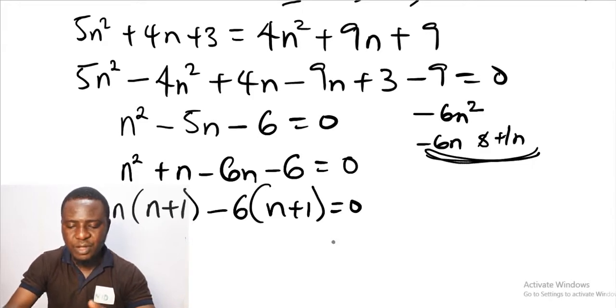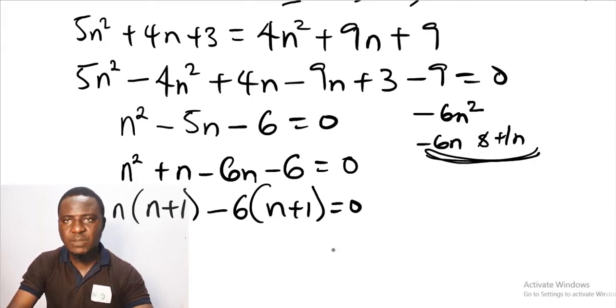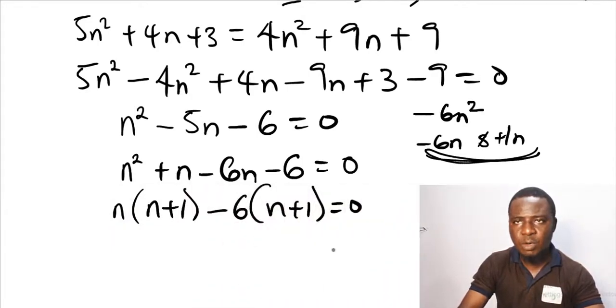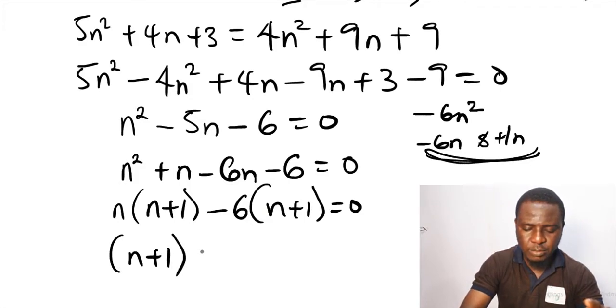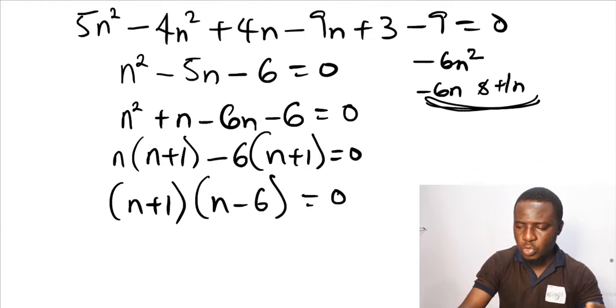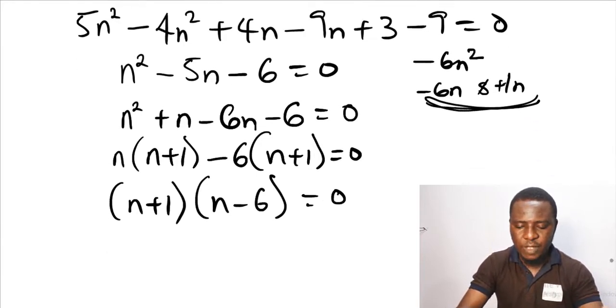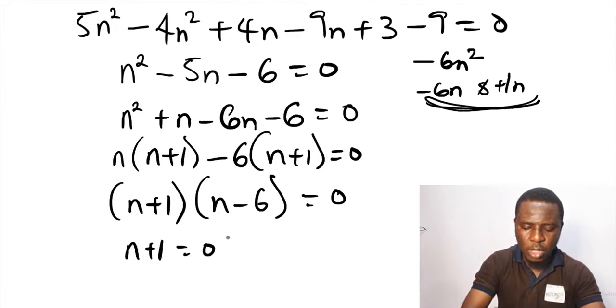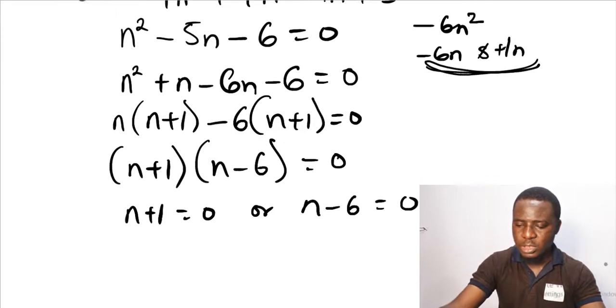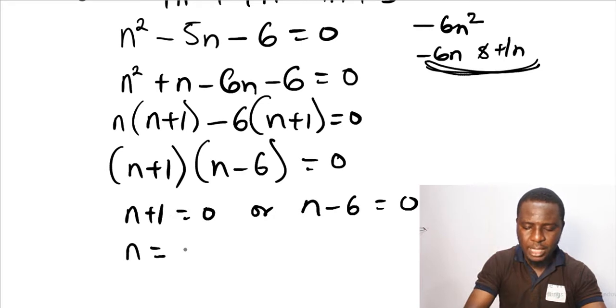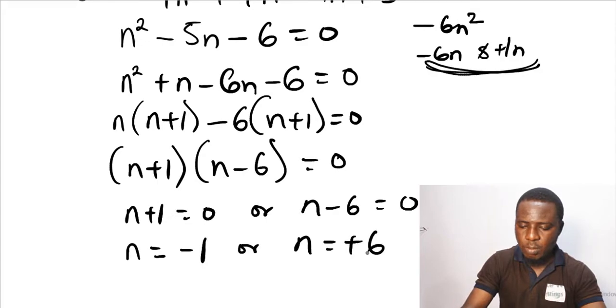Now, it has been factorized from a 4-term expression to a 2-term expression, and you agree with me that what you have in the bracket, n plus 1, is common. So factorize it out again. This becomes n plus 1 into bracket n minus 6 being equal to 0. So if n plus 1 times n minus 6 is equal to 0, it is either n plus 1 is equal to 0 or n minus 6 is equal to 0. Therefore, n is equal to minus 1 or n is equal to plus 6.